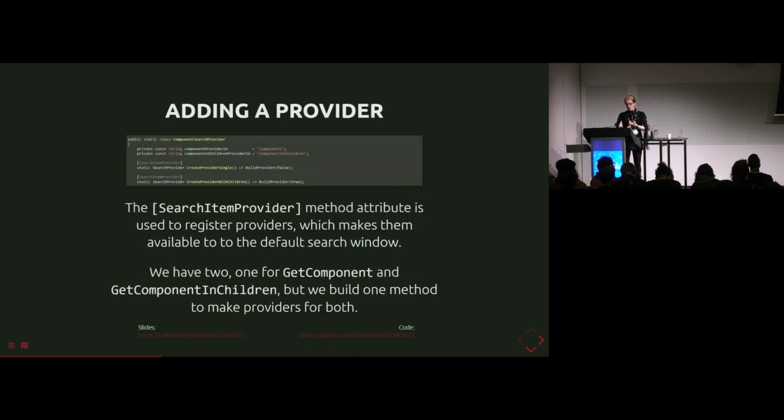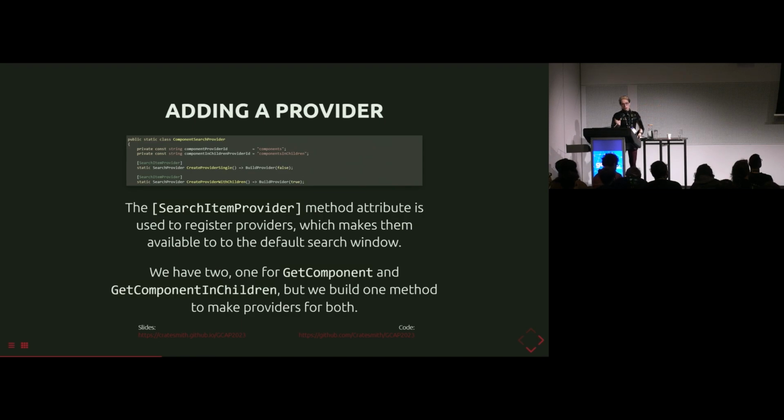First of all, we just have constant strings. I've been saying one provider. We're actually creating two. We're creating one for get component and one for get component in children. Because they share so much stuff, most of the implementation is going to be shared between them, but we have to define separate IDs, and because we reuse those IDs so often, I'm just making constant strings up there.